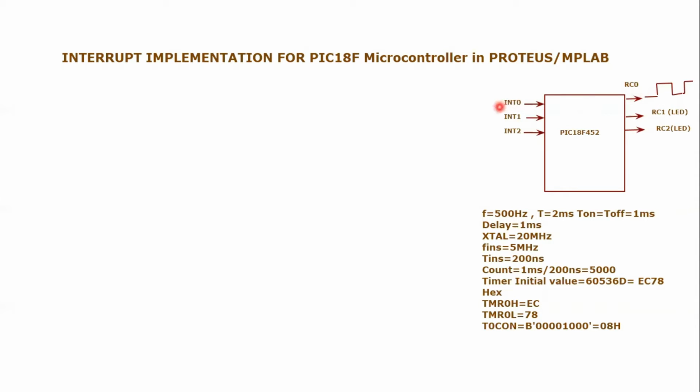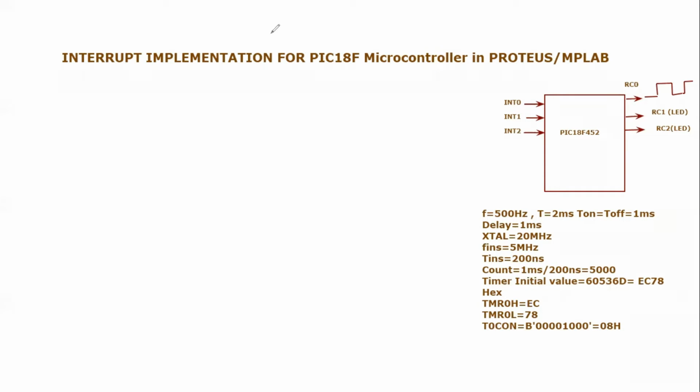So interrupt 0, interrupt 1, interrupt 2, the external hardware interrupts, are basically edge triggered interrupts. We have already discussed in theory lectures, right? Sorry, all three of them are edge triggered. So they can be triggered on negative edge and on positive edge. By default, every one of them is positive edge triggered, but we can make them negative edge triggered.